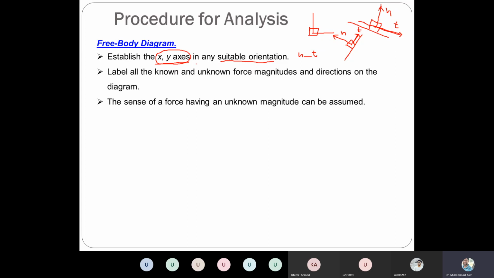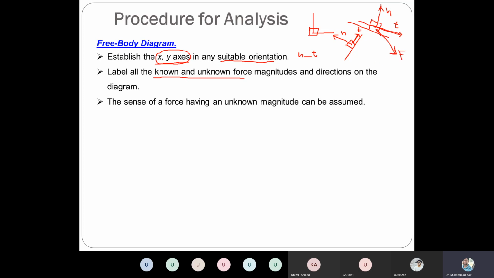And then after you choose the x and y coordinates, you have to label all the known and unknown forces on that body. Let's say this is a body, then on the body, what are the known forces and what are the unknown forces. And let's say you don't know the direction of the unknown force, what is exactly the direction of this force. Then you can assume any direction. Let's say you assume this direction, and then you calculate the force.